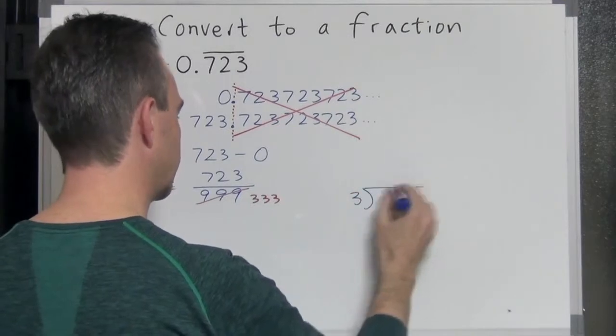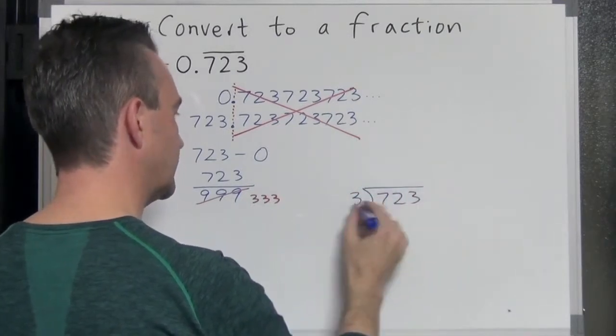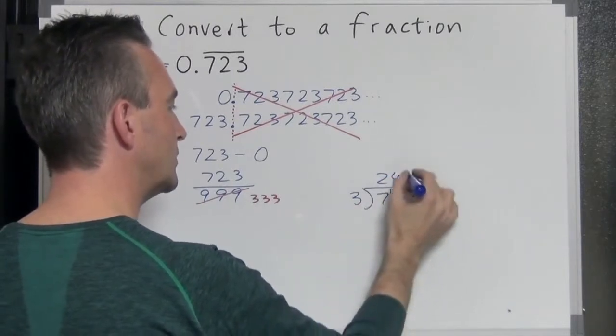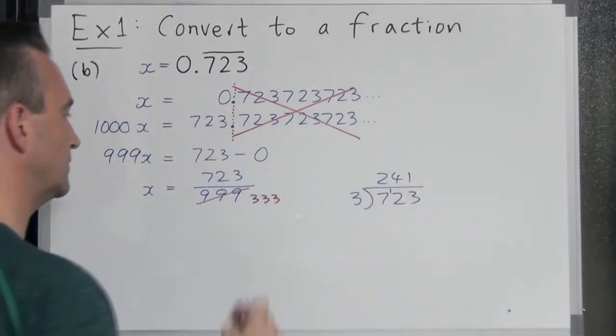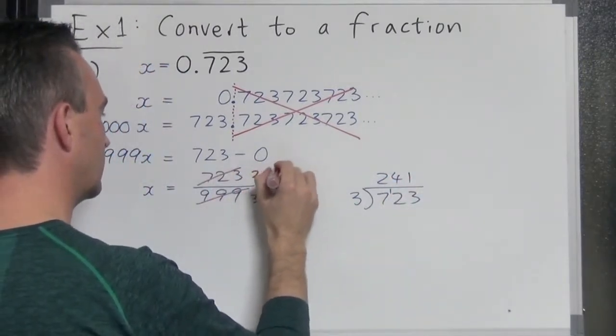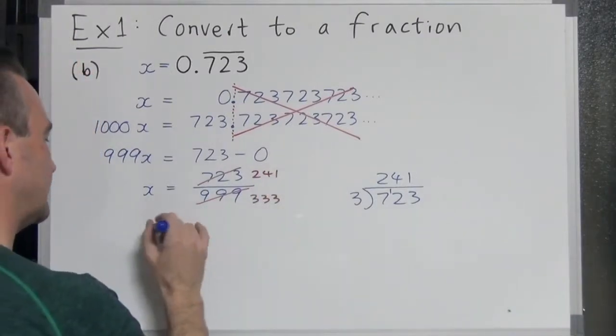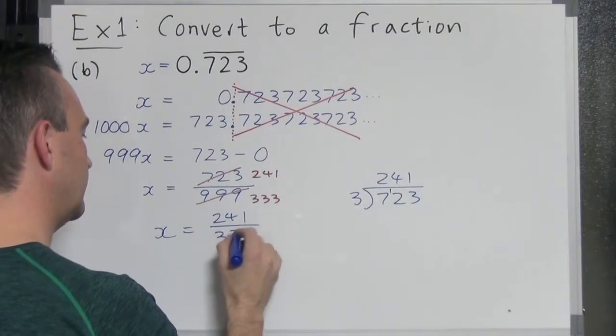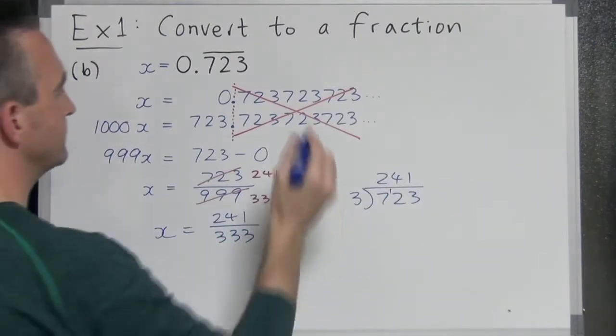Let's figure it out. 7, 2, 3. 3 into 7 goes twice, remainder 1. 3 into 12 goes 4. 3 into 3 goes once. 241. So there we go for our second example B. X is 241 over 333.